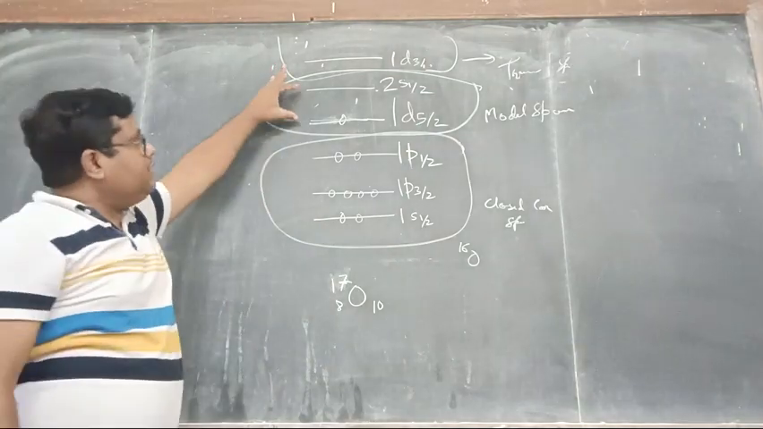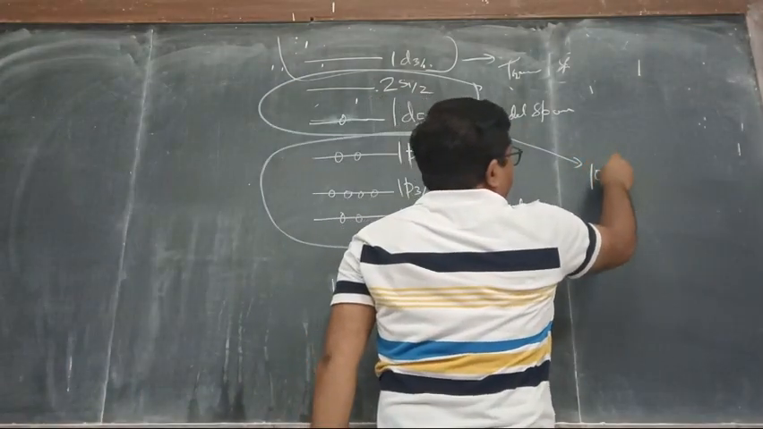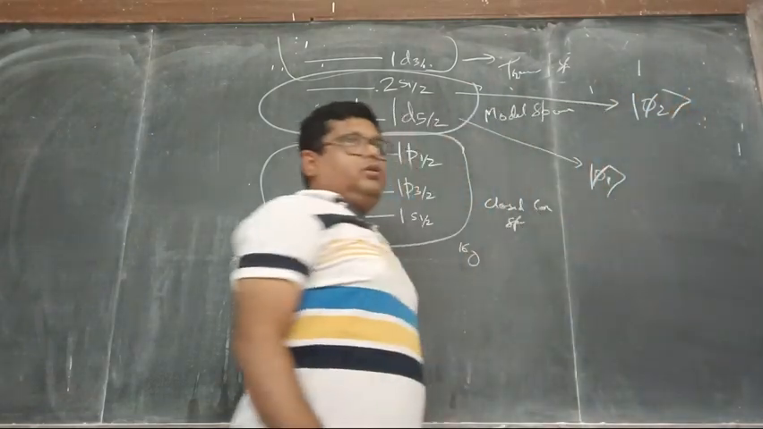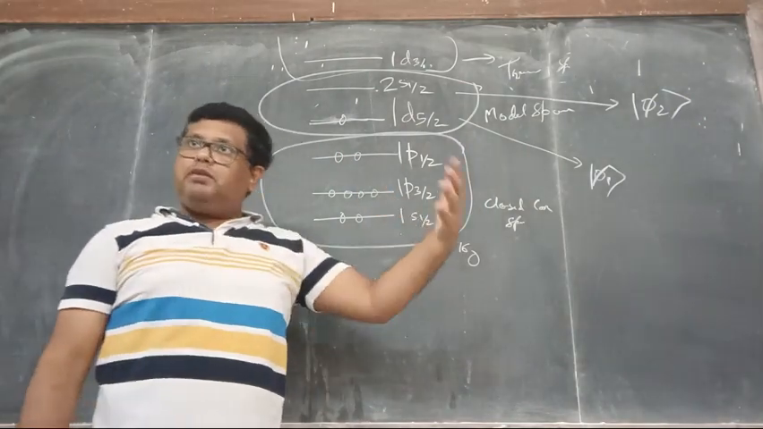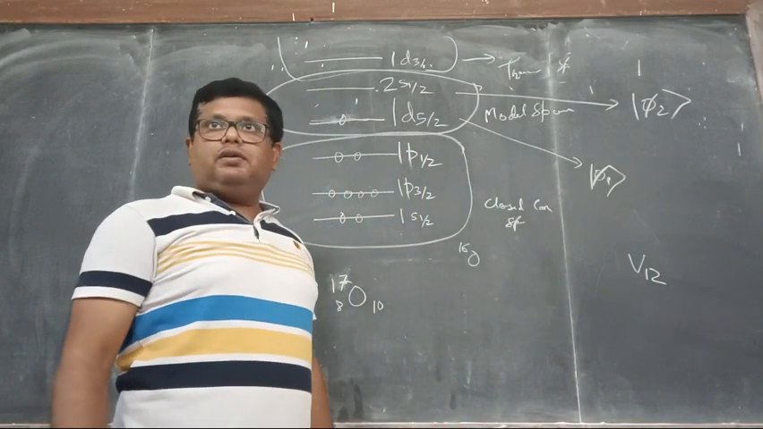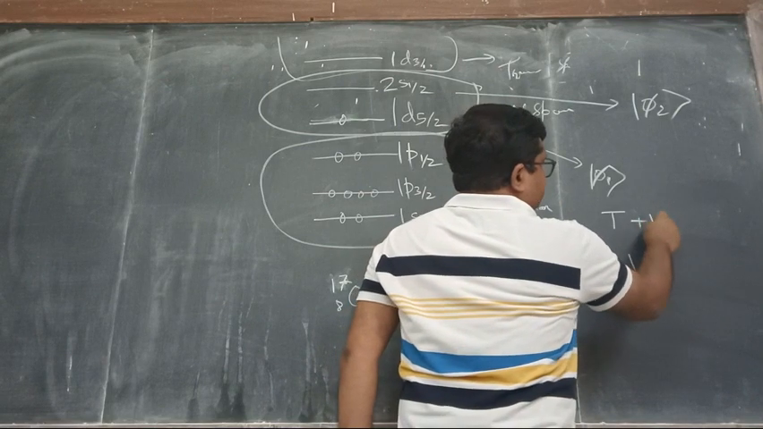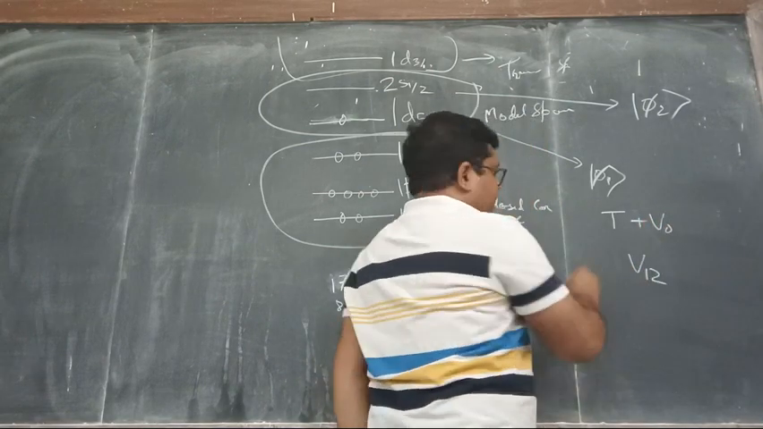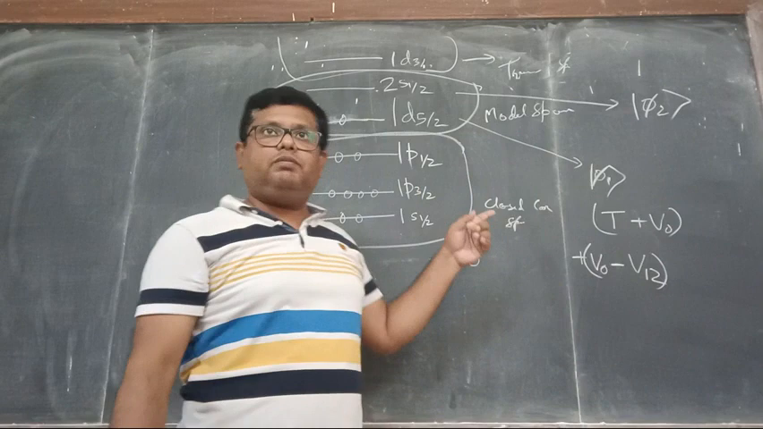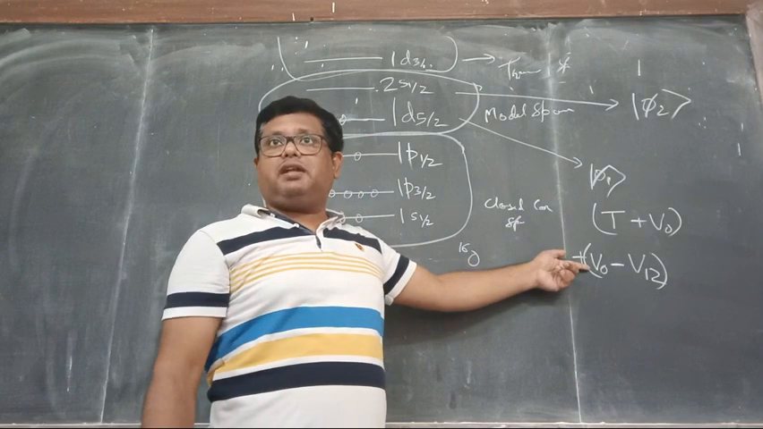Next, what can I do? The next step is I have got only two levels, right? So let us name them phi 1 and phi 2. Now, when I am talking about this shell model procedure, you remember, right, that actually we have got the interaction potential V12. But in this case, what we will do, we will take P plus V0 and again we will add V0 minus V12. This is how we do the problem. So this is the shell model potential and this is the residual interaction part.